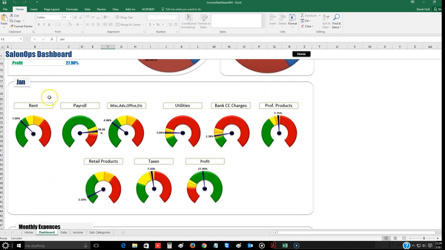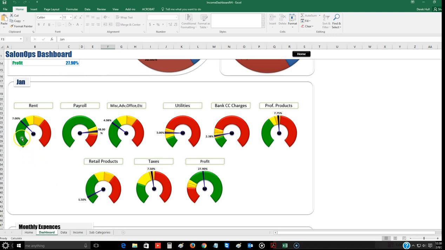Down here is the month you're in. These are our gauges. These are the categories that we've identified that are the most important to running your salon. Now what these, let's call them speedometers, do is they're all based on scientific data as to where you should be in the industry percentage-wise to be a profitable salon.